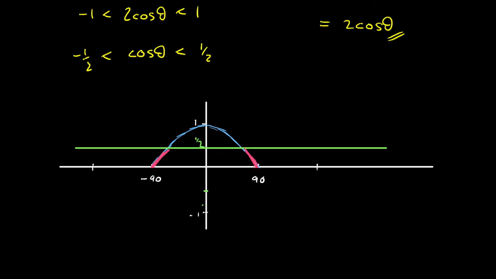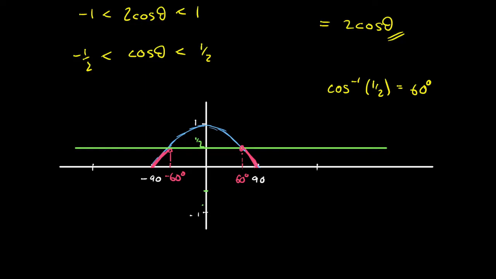So what's that going to depend on? Well, I just got to find out what that value is of theta there. So I'm going to do the cos inverse of 1/2, right? And if I do the cos inverse of 1/2, I should get 60 degrees. So that value there is 60 degrees. And by symmetry, that value there is going to be negative 60 degrees.